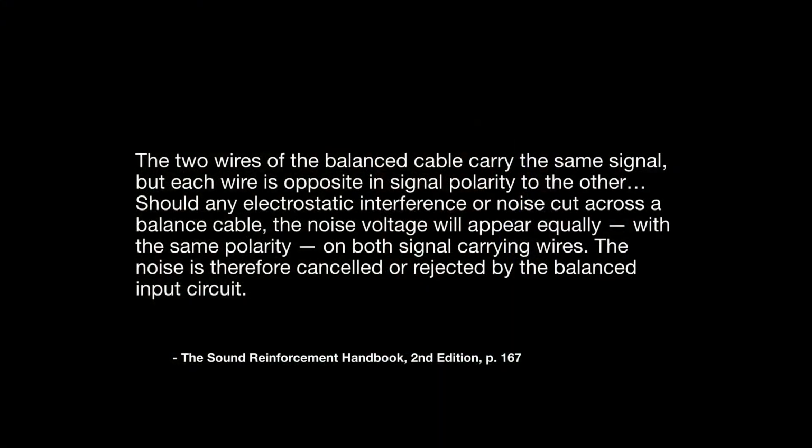Very, very good source of information. So let's go back to this and get the quote from there. This is their description of a balanced interconnect, sending balanced audio over a balanced connection. The 2 wires of the balanced cable carry the same signal, but each wire is opposite in signal polarity to the other. Should any electrostatic interference or noise cut across a balanced cable, the noise voltage will appear equally with the same polarity on both signal carrying wires. The noise is therefore canceled or rejected by the balanced input circuit.